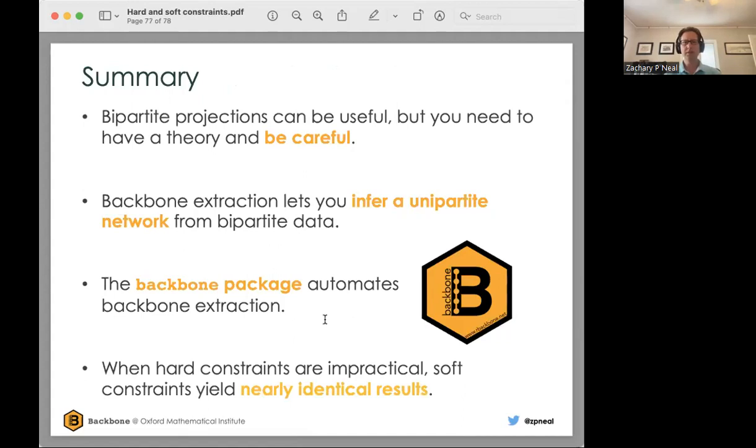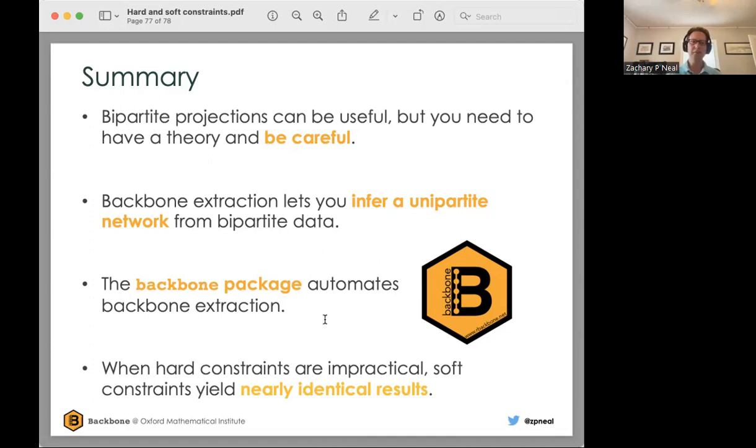So just bringing that all together, wrapping up, I think bipartite projections can be really helpful, especially in contexts where we're interested in a unipartite network, but it would be really difficult to measure. As long as we have a theory about why the agents of interest have a relationship when they share these properties, then we can use bipartite projections as an indirect way of measuring. But we need to be careful. We need a strategy for identifying significant edges. Backbone extraction gives us one of those strategies. It gives us a statistical framework for inferring a unipartite network from bipartite data.